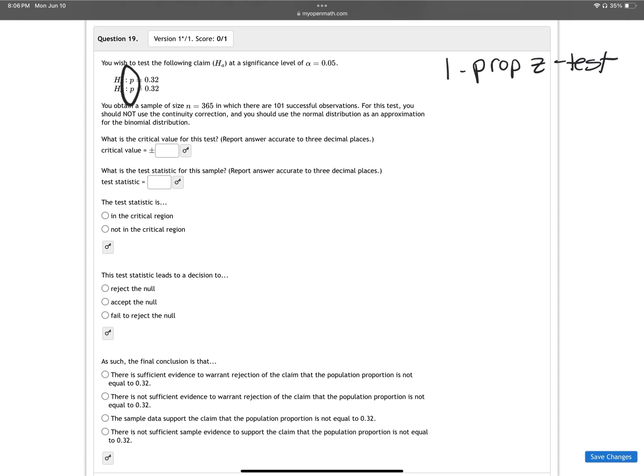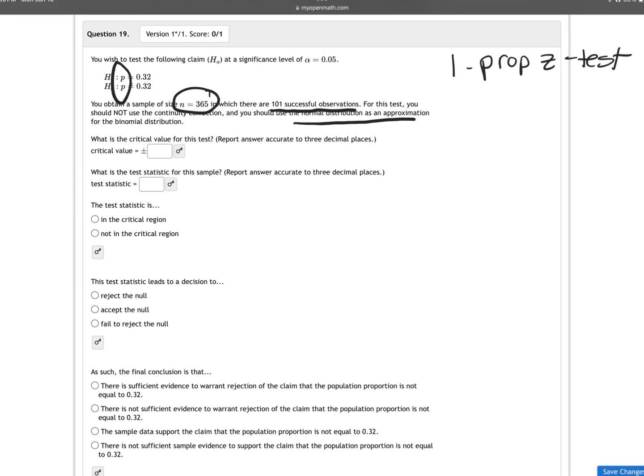And they're telling us to use the one prop z-test right here and not a binomial. You should not use for this test. Okay, so we obtain a sample of this size. There are 101 successes, and they don't want us to use continuity correction. That's fine. You should use normal distribution as an approximation for that. It's fine too. Basically just telling us to use this test on our calculator.